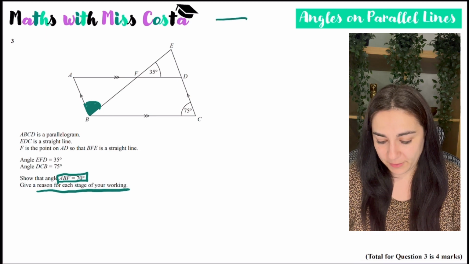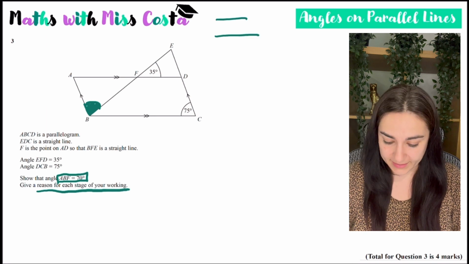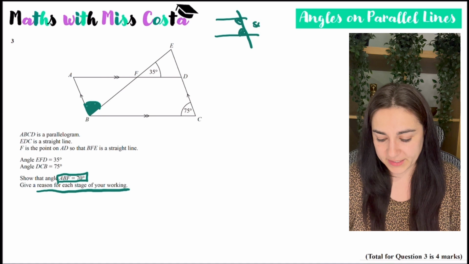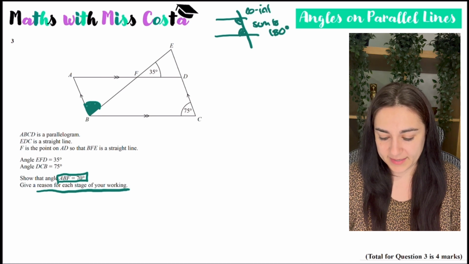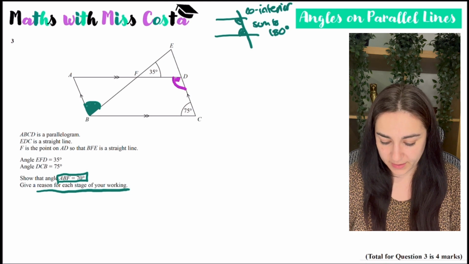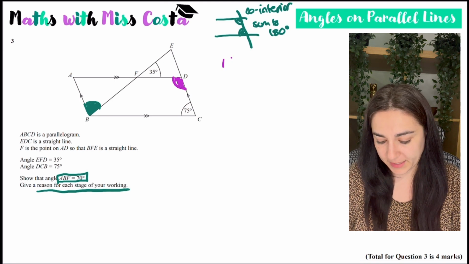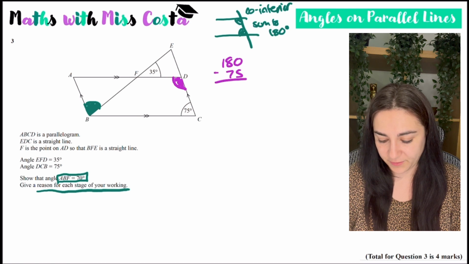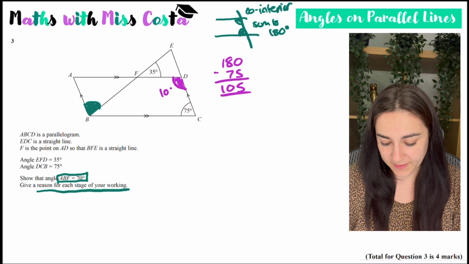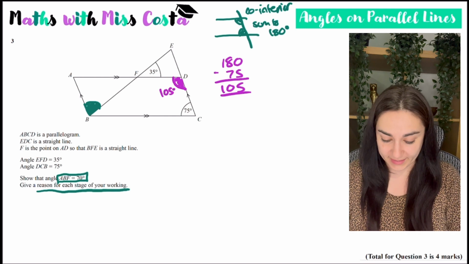Well, we know in a parallelogram or in parallel lines that the co-interior angles are going to sum to 180 degrees. So co-interior angles sum to 180 degrees. So we can figure out that this angle here must be 180 take 75, which is going to give me 105 degrees. So I know that this angle here is 105 degrees.